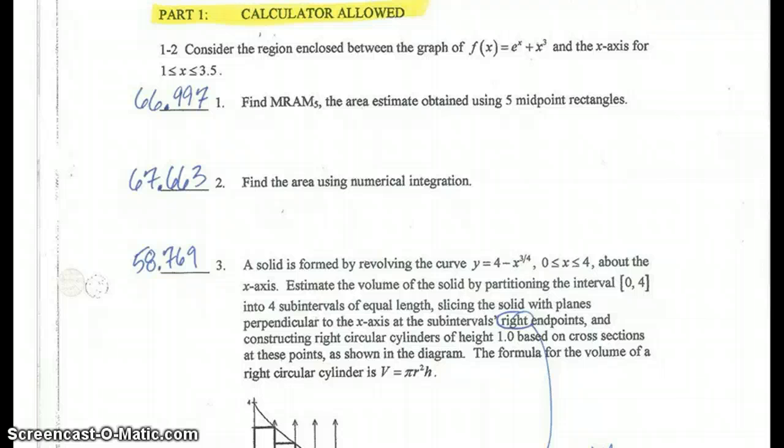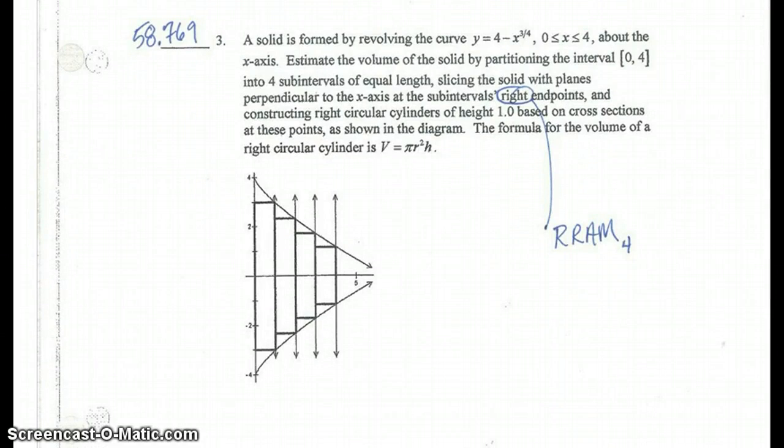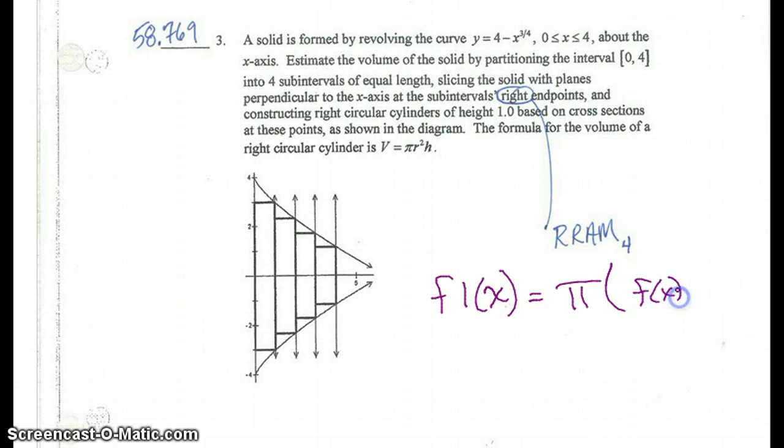If we look at number 3, what happens if we're going to use RRAM, but we're going to use volume? Please make note that we are going to change f1 of x into pi f of x squared. Do not, I repeat, do not change anything in your programs. Just make sure that you take this function and you put it right down here for f of x. If for some reason your calculator is not working, please make sure to come see me.